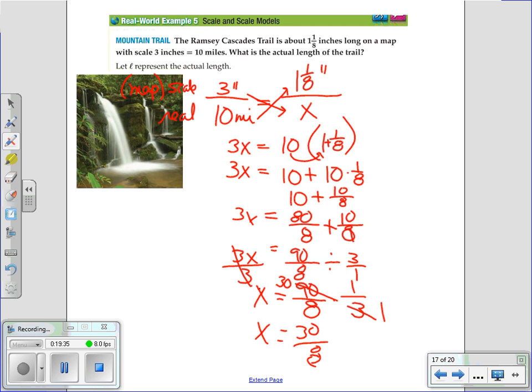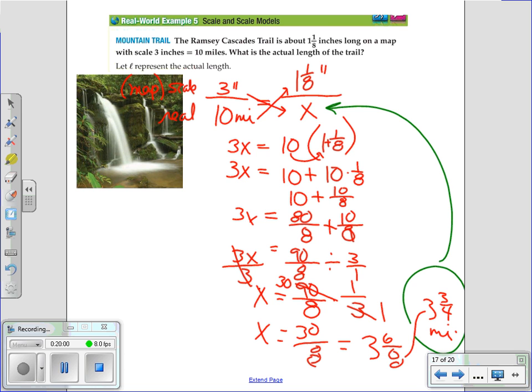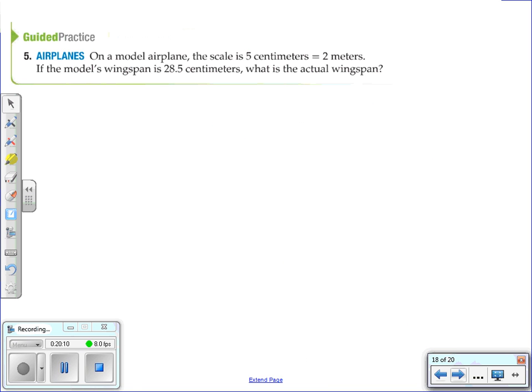Which simplifies to, oh, help me out here, 4, 3, how about 3? 3 and 6/8 or 3 3/4 miles, right guys? Miles, because it belongs right here. So it's how many miles it is. 3 3/4 miles is the actual length of the trail, and that would be your sentence. Okay, here's yours.